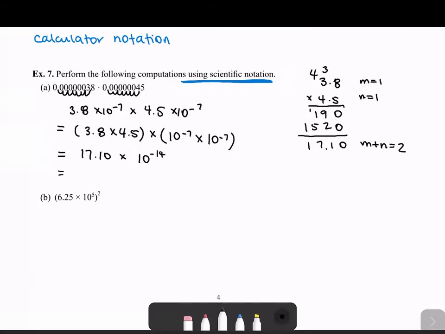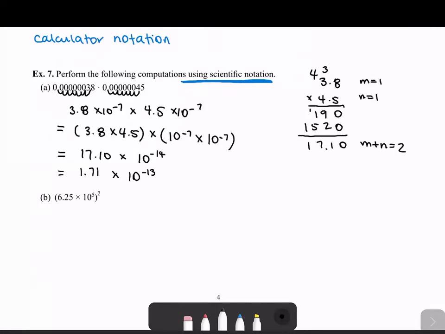So we need to rewrite it as 1.71. And then we need to change what we multiply it by. Now we moved our decimal place 1 to the left. And remember that whenever we move it to the left, normally the left is subtracting, but to rewrite this, you rewrite it as positive. So this is 10 to the negative 13.